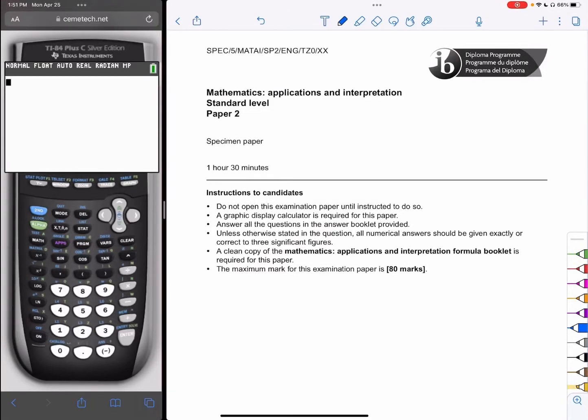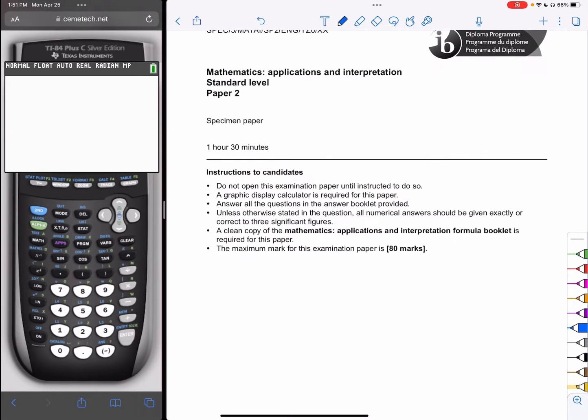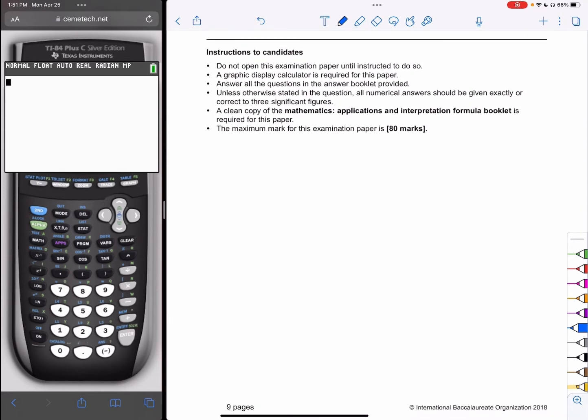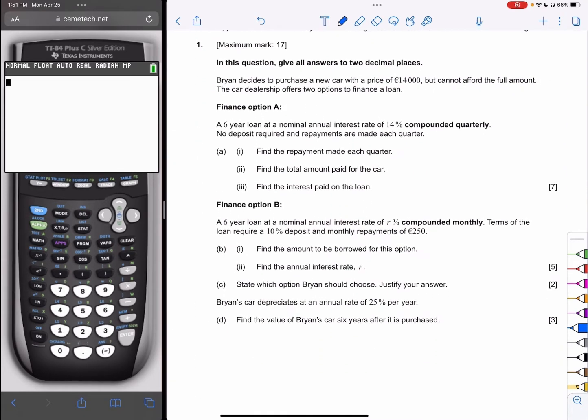Hello, today we're going to look at the Mathematics Applications and Interpretation Standard Level Paper 2 Specimen Paper. So let's go ahead and get started.